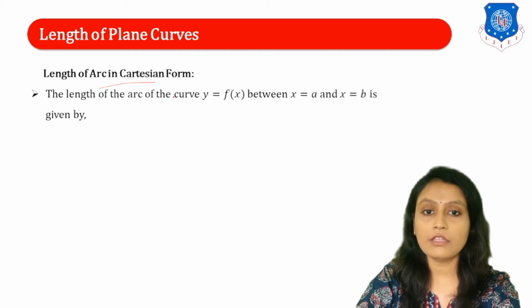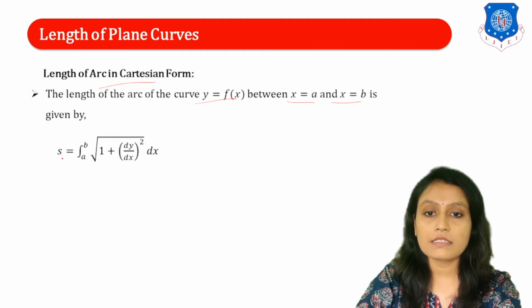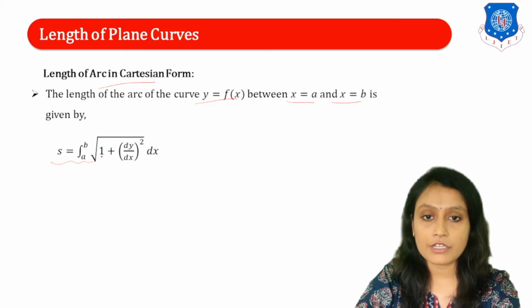The length of arc of the curve y is equal to f of x between x is equal to a and x is equal to b is given by s is equal to integration a to b under root 1 plus dy by dx whole square dx. We will use this formula to find the length of arc in Cartesian coordinates.